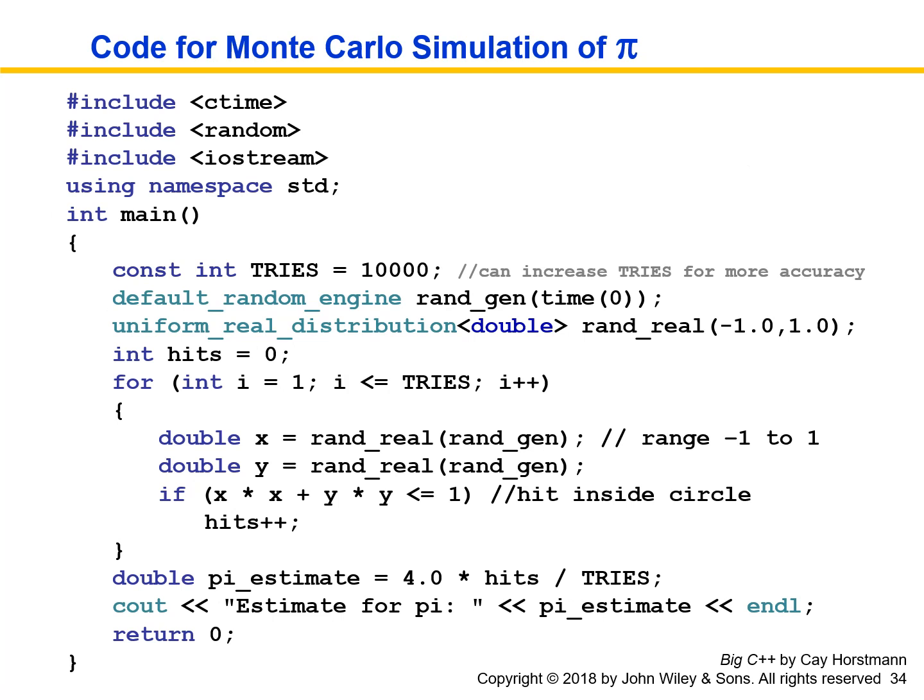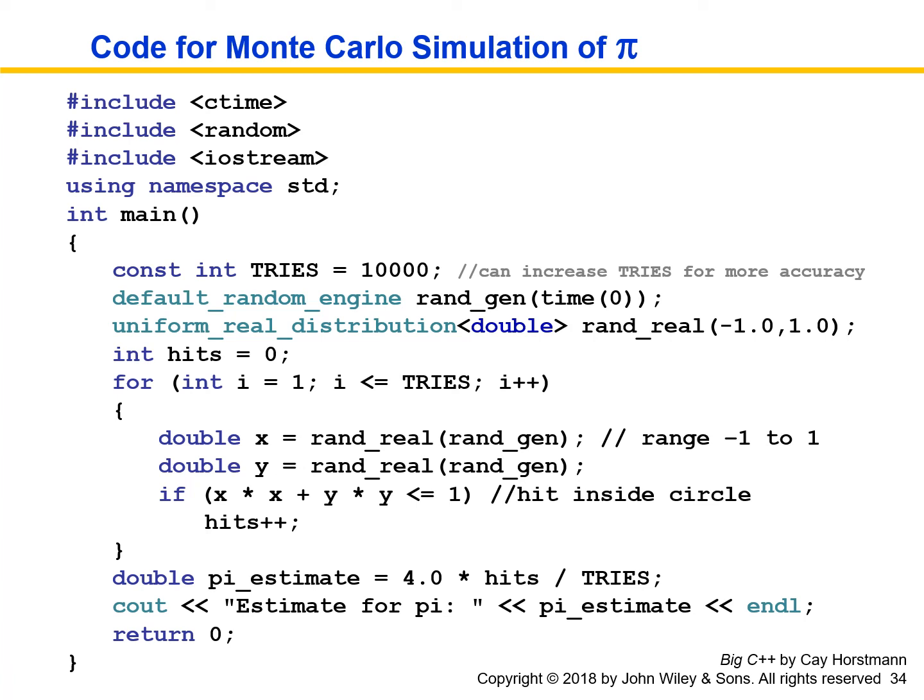And this is what that looks like in code. This time I chose to use the C++ random library. So we've got a default random engine, which we seed with time of 0, a uniform real distribution of type double from -1.0 to 1.0. We initialize hits at 0. We're going to do 10,000 tries. If we have more tries, we generally get more accuracy, but obviously it takes more computer time.